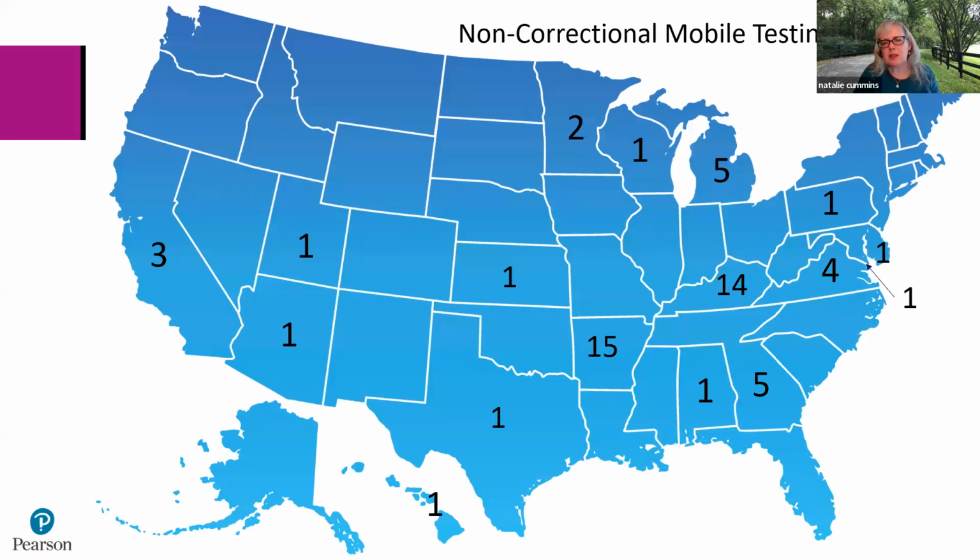This is what the US looks like right now in terms of testing footprint. And this is non-correctional mobile testing centers. So Arkansas leads us with 15. And I had the pleasure of co-presenting this session with Diane Doyle, who is the GED administrator for Arkansas. We co-presented this session in New York this past summer for the GED TS conference. So many kudos to Arkansas for the great work they've done.